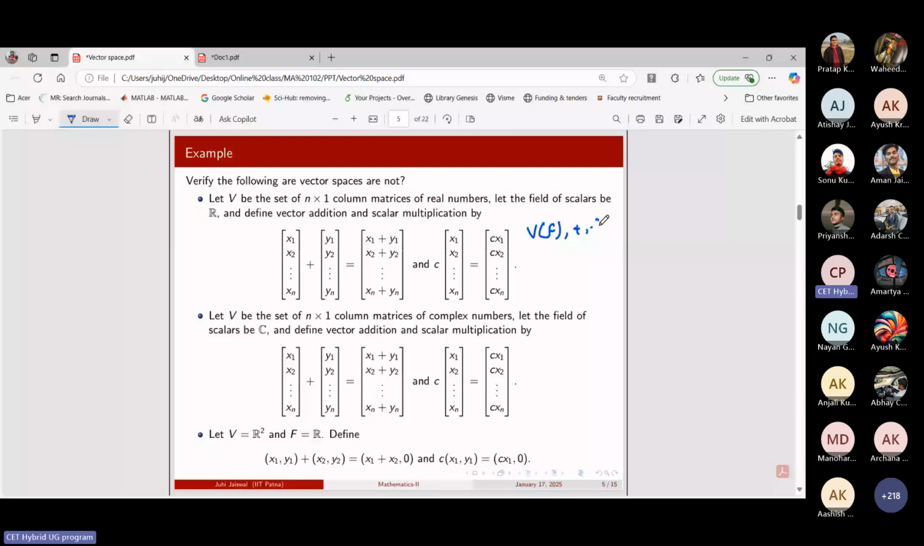Now for the second one, please do your exercise. Whenever this V is a set of n cross 1 column matrices of complex numbers, and let the field of scalars be C, define the vector addition and scalar multiplication by this, and verify whether this is a vector space or not.